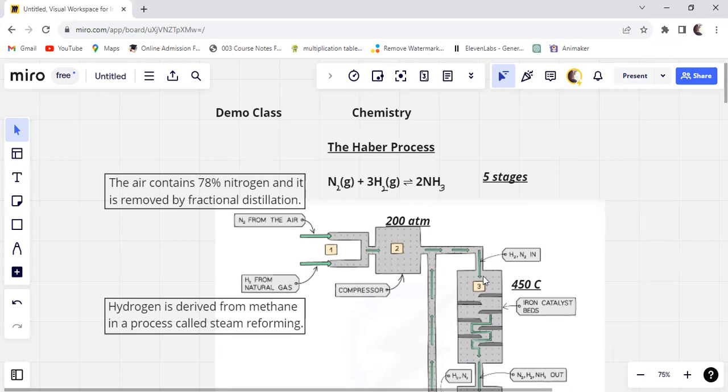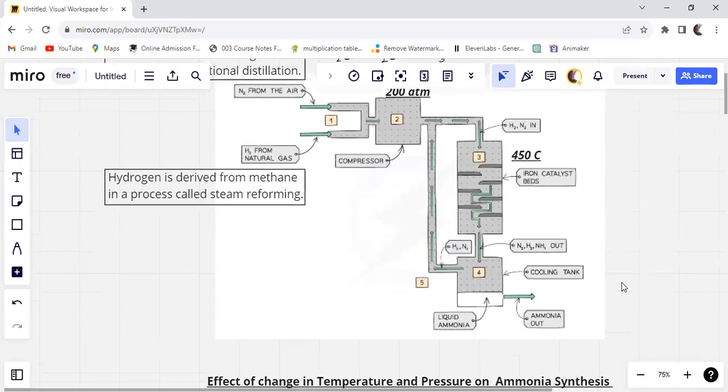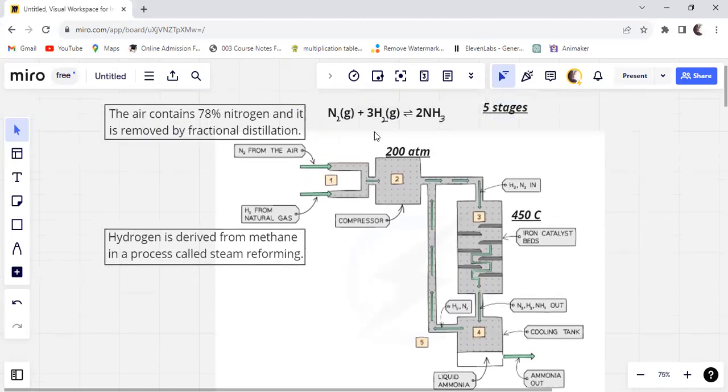So over here in stage number 3, you can see that the pressurized gases are pumped into a tank containing the layers of catalytic iron beds at a temperature of 450 degrees Celsius. Some of the hydrogen and nitrogen in this tank will react together to form ammonia, as you can see in this equation that I have written over here on the board. Nitrogen and hydrogen will react together to produce ammonia in this tank. But some of the nitrogen and hydrogen remain unreacted as well.